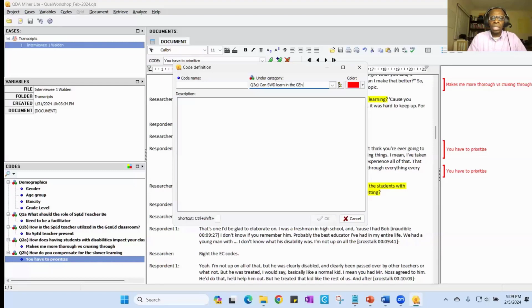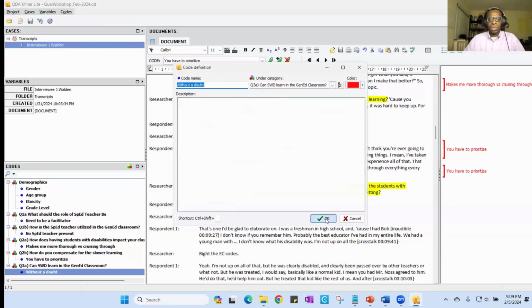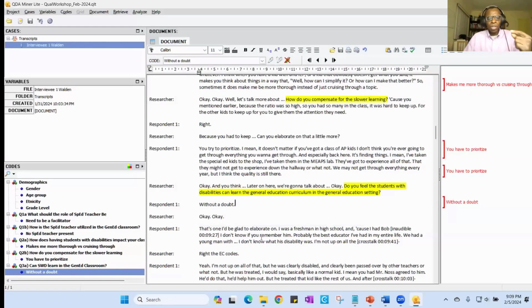Learn in the gen ed classroom. And I'm going to put exactly "without a doubt," because that's perfect. I guess I could say yes, but I like "without a doubt." Okay, so we're going to do that. Now we're going to see if we can elaborate on that. That's one I'd be glad to elaborate on.